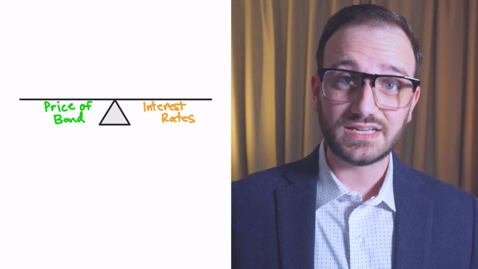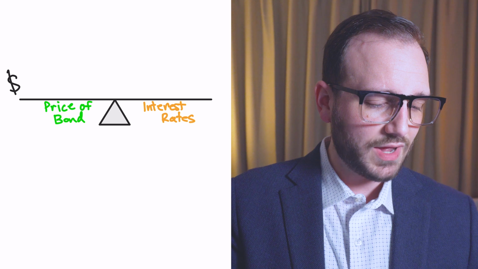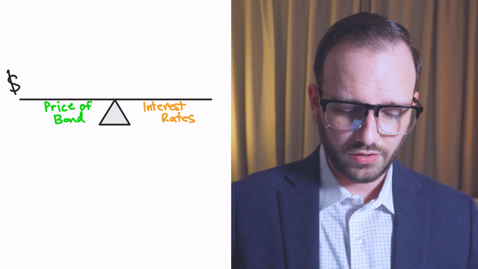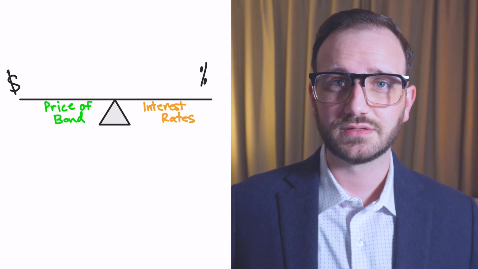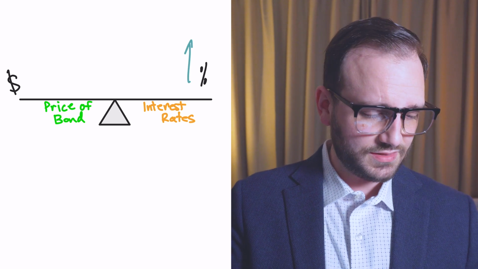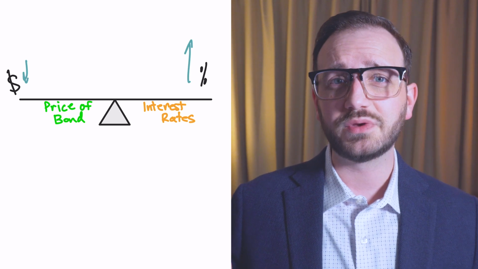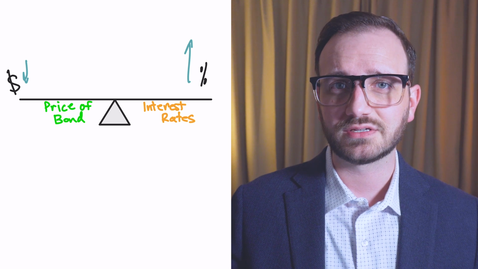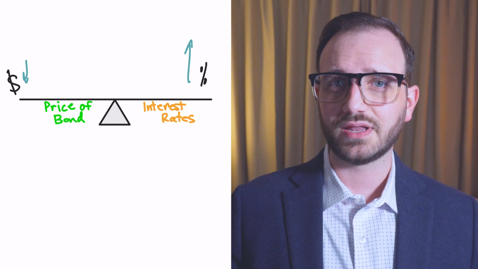If you were to picture a seesaw, where on the left side you have the price of the bonds, and on the right side you have interest rates, what would happen in this relationship if interest rates went up? Obviously, the other side of the seesaw would go down, which means the value of bonds would decrease. And this is exactly what's happened over the last year and a half.